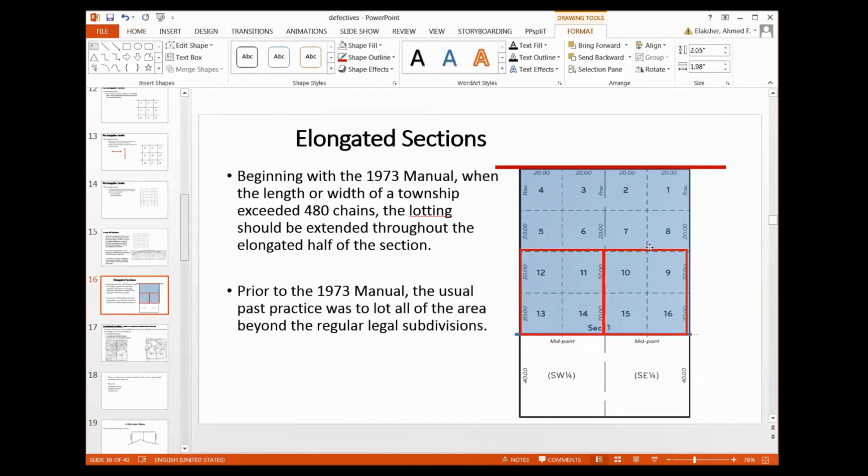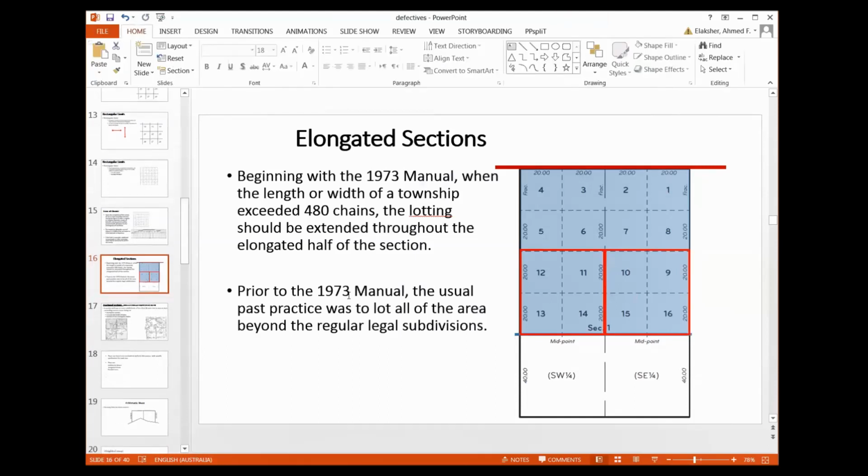All the lots, in a very rare case, in the ideal case, are going to be 20 by 20. That's the way that these lots are marked. And that has been defined since 1973. So in the 1973 manual, that's the way the government or the BLM is asking us to subdivide these elongated sections. Okay.